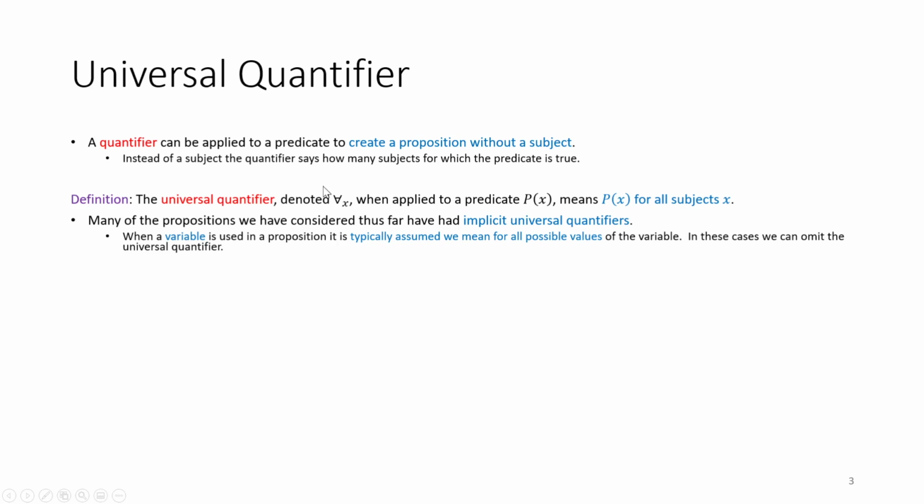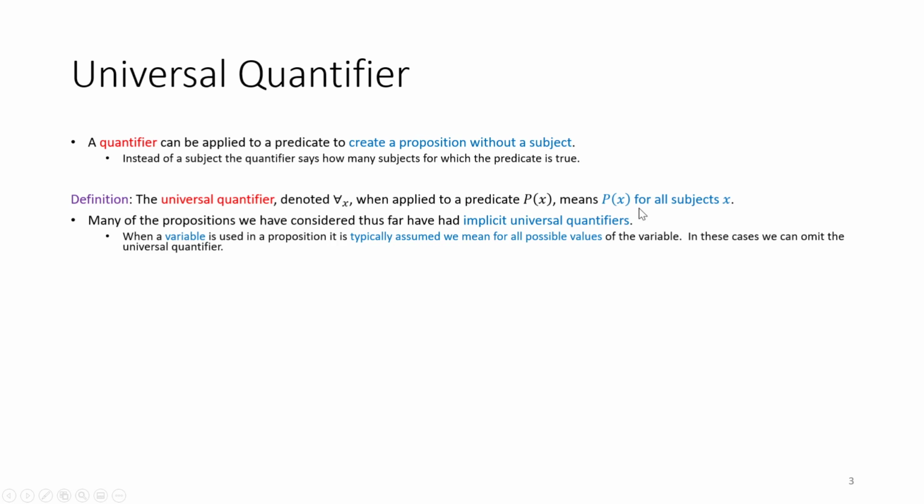Okay, so maybe we're going to say for all the x's P of x, and so that's what it means when we apply this quantifier to this predicate. Then that just means P of x for all subjects x, whatever subject x we might pick. Now, remember, when we were talking about set theory, we sometimes restrict our universe to numbers or mammals or something like that.